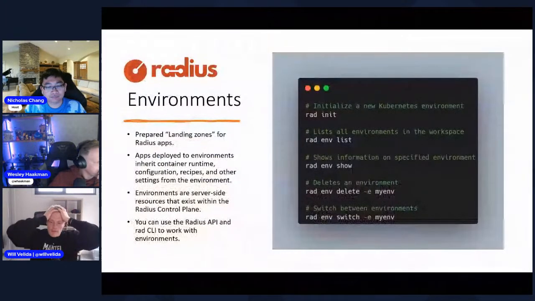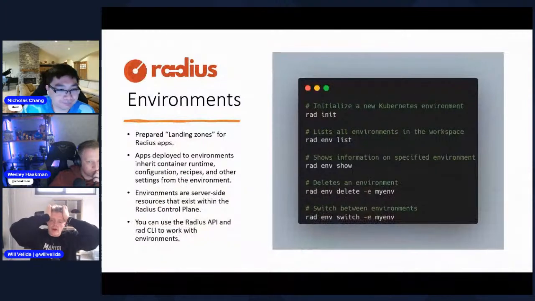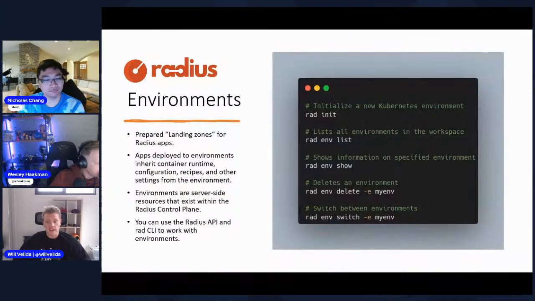Cool. So coming back to environments. Environments in Radius are essentially just a landing zone for applications that are configured with your organization's policies, settings, and particular recipes that you have developed. They're essentially an encapsulation and store configuration for the compute platform, networking configuration, diagnostics, any other operational concerns that you might want to keep in mind or enforce when you're developing applications.